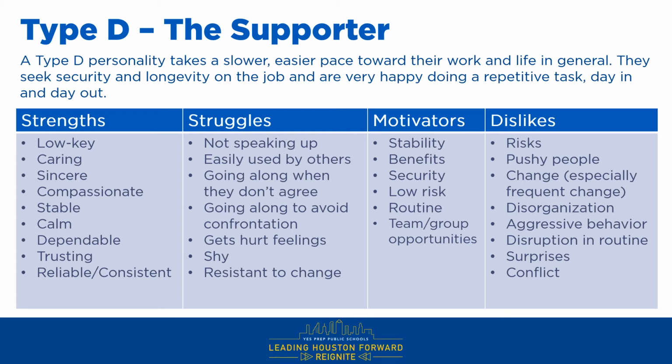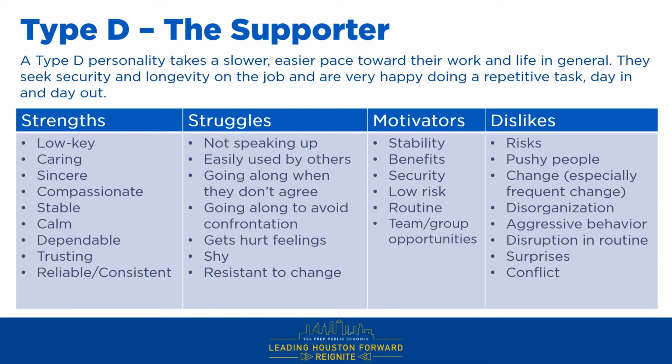So some strengths of the type D personality is that they're low-key. They're caring and sincere, compassionate, stable, calm, dependable, trusting, and they're pretty reliable and consistent. Type D personality struggles with not speaking up, easily being used by other people, going along sometimes when they don't agree, and just to avoid confrontation. Their feelings get hurt, they're shy, and they can be resistant to change.